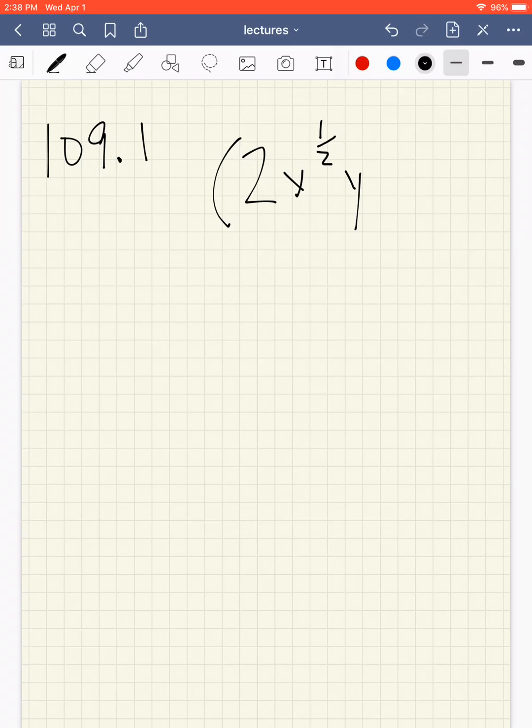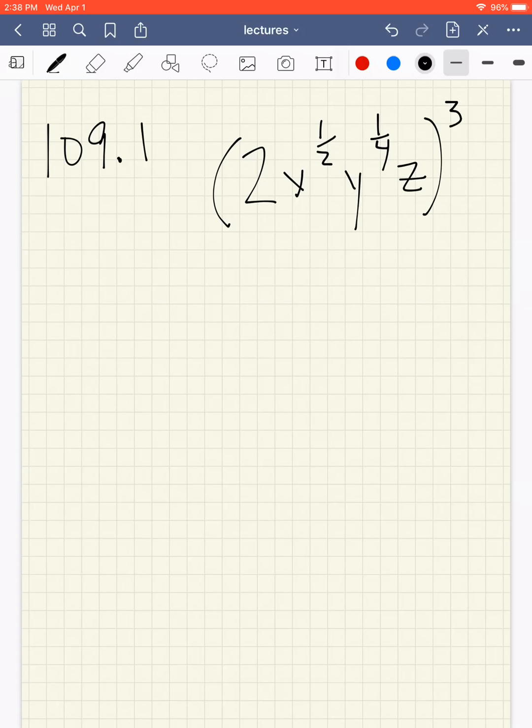Good morning. We're on lesson 109, which is more on fractional exponents. And this first example is more like review of things that we've already done. I think they do this sometimes to just kind of get you warmed up to what's about to happen.